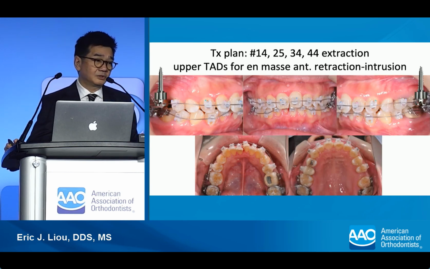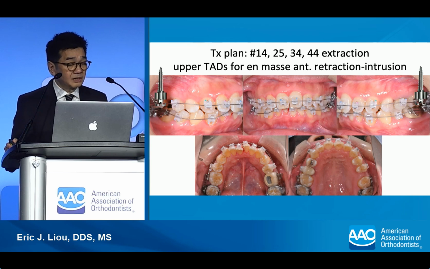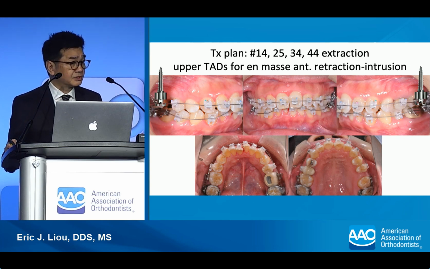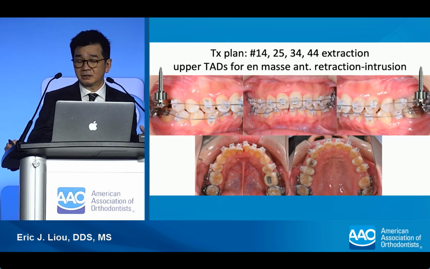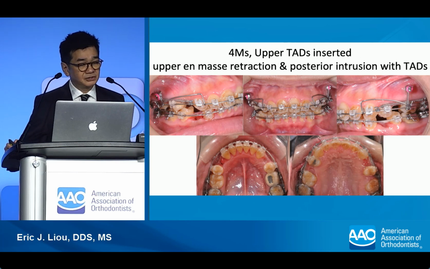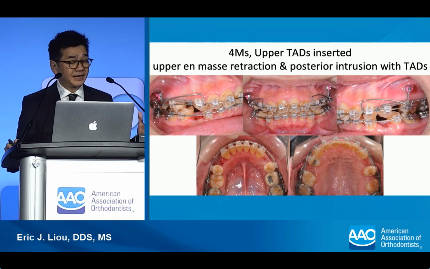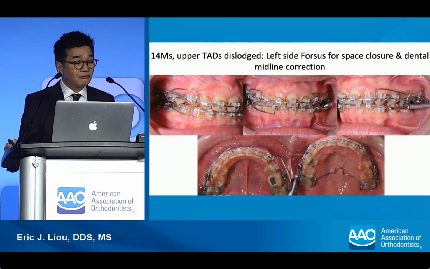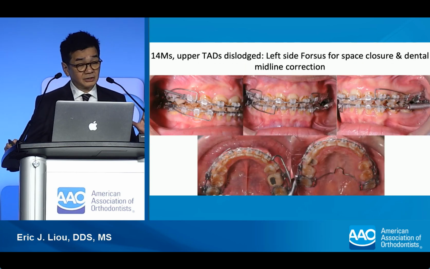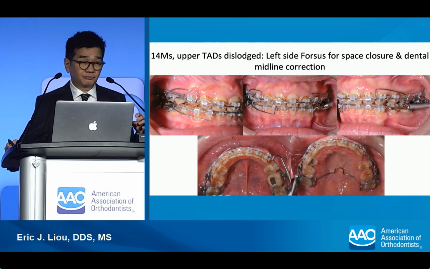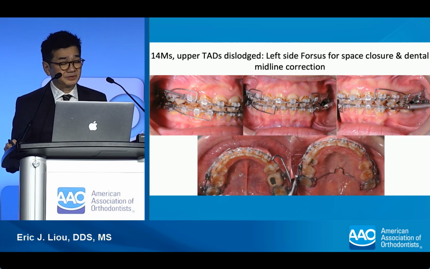My decision for her treatment plan was to remove numbers 14, 25, 34, and 44. And at the same time, I was going to use upper TADs to improve her gummy smile. So this is a mechanism very similar to the first patient. Basically, I was using the TADs for an anterior intrusion of the upper anterior teeth. But unfortunately, the upper TAD dislodged, and on the left side I had to use elastics to help improve the dental midline because of the missing number 16.